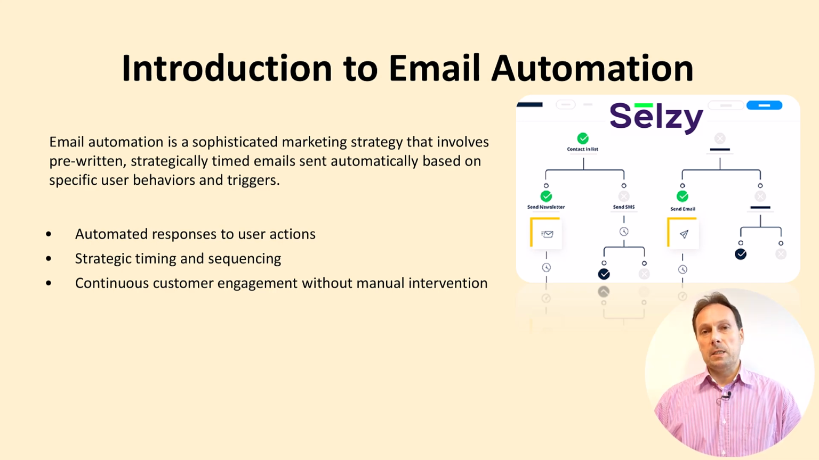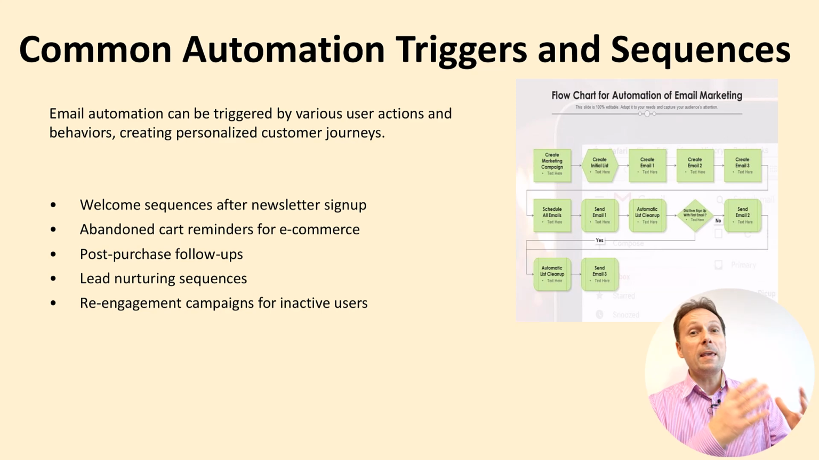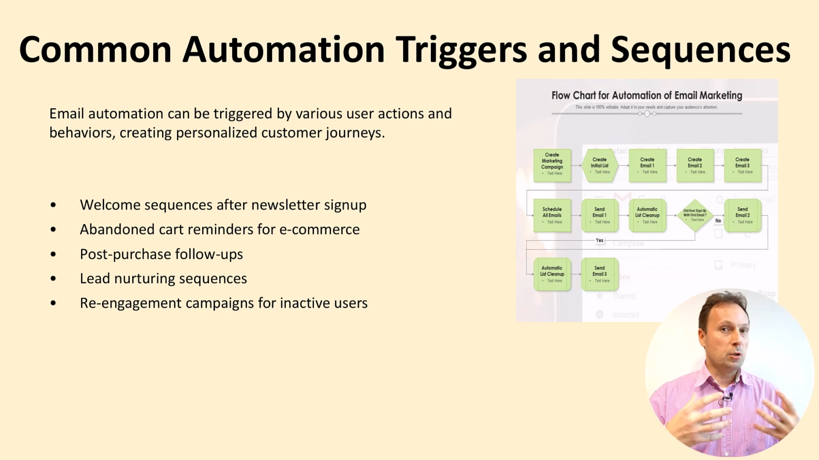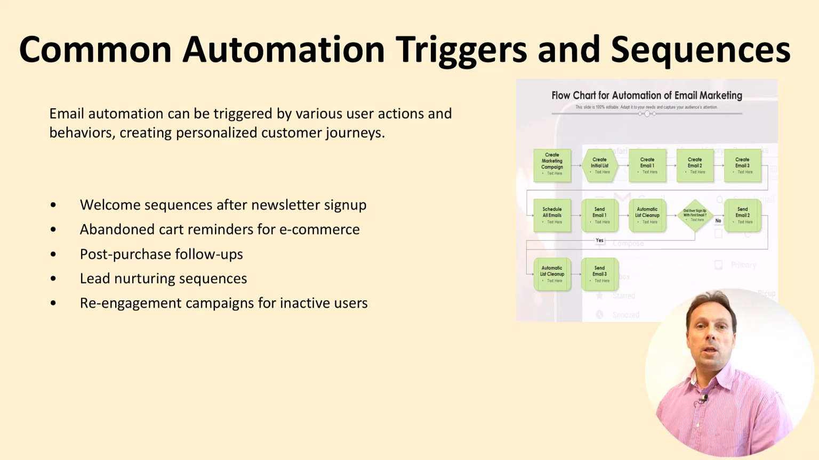For example, if someone signs up for your free resource, an automation sequence can deliver a welcome email followed by a series of emails showcasing the value of your course. By staying in touch consistently, you build trust, keep your audience engaged, and increase the likelihood of conversion.